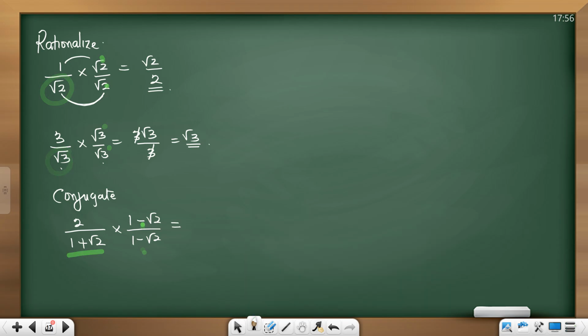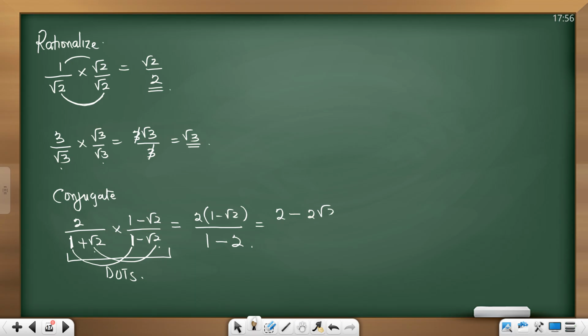What will this give us? This is saying 2 into bracket 1 minus root 2. And quickly, be smart: that is difference of 2 squares. I'll just say 1, the first times the first, 1 times 1 is 1, minus root 2 times root 2. Please take note, it's the first and the first, last and the last. So if I expand, I'll have 2 minus 2 root 2 over negative 1.